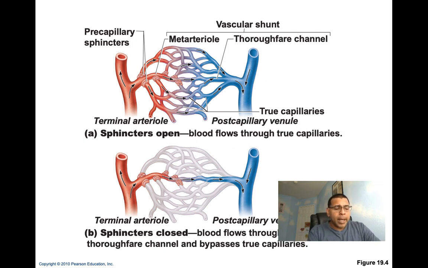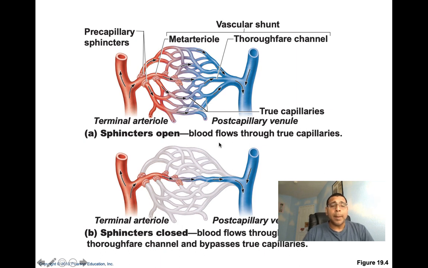These capillary beds are going to consist of two vessels. One we can see is the vascular shunt, highlighted right inside here. It consists of the metarteriole and thoroughfare channel. The second set of vessels will be your true capillaries, all these true capillaries you have here on the outside.